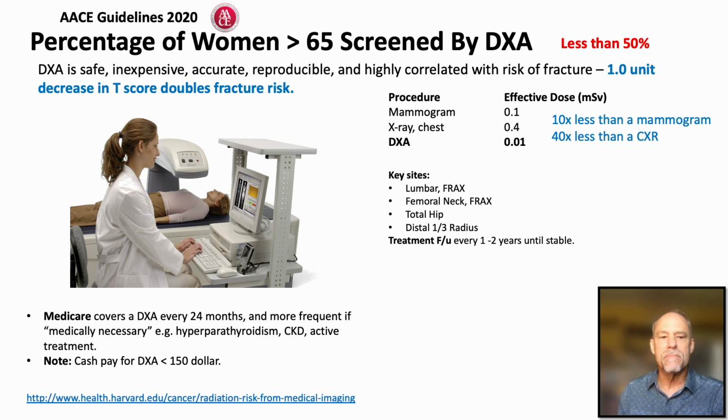Now, interestingly, Medicare will cover a DEXA every 24 months, but it also states more frequently when medically necessary. So in cases of hyperparathyroidism, chronic kidney disease, or active osteoporosis treatment, we can clearly do it at 12 months. And even if a patient would have to pay for this, say their insurance wouldn't cover it, and we think it's clinically beneficial, these cost about $150 now.